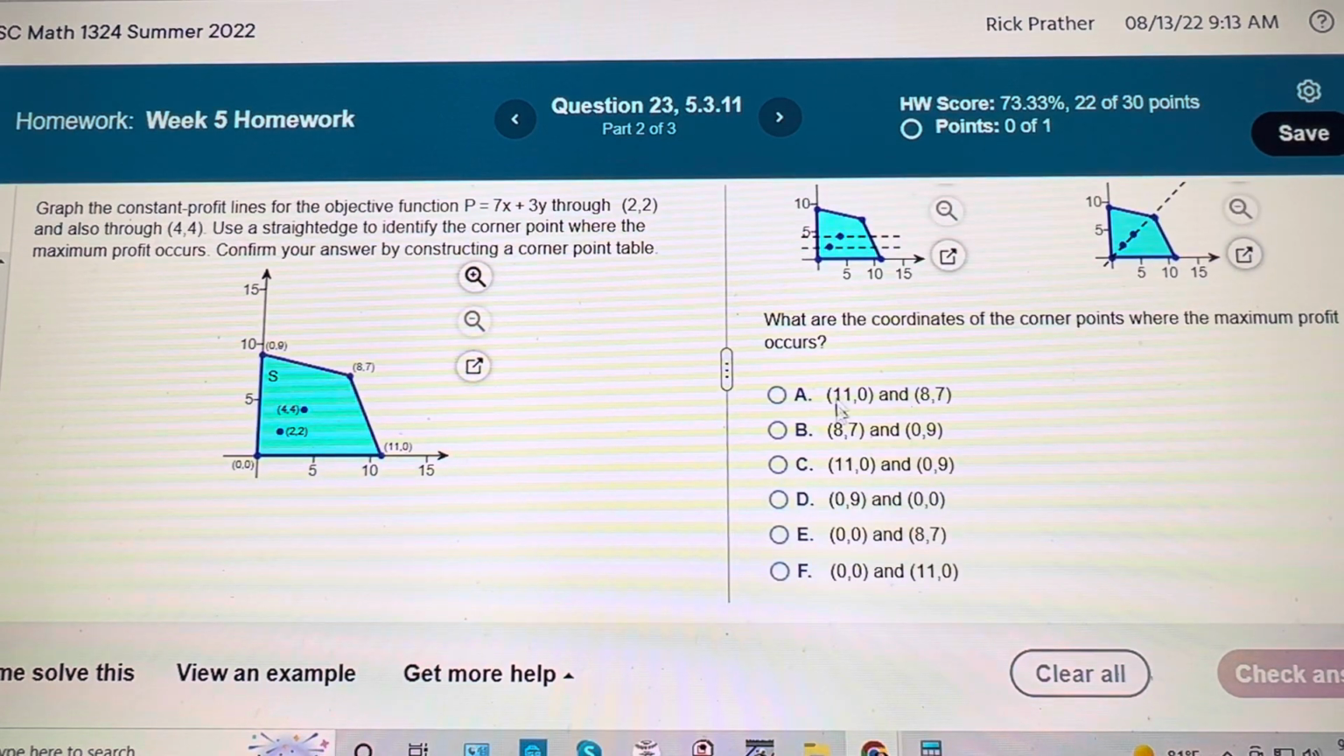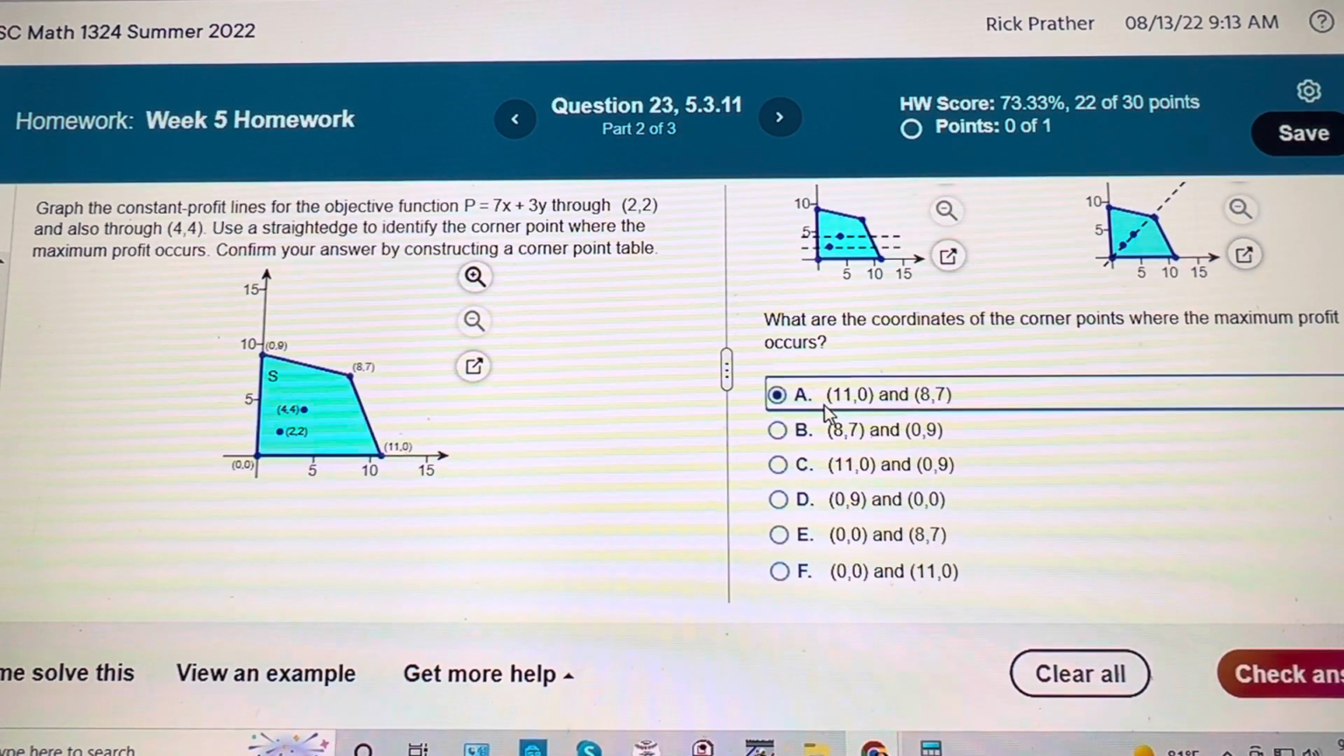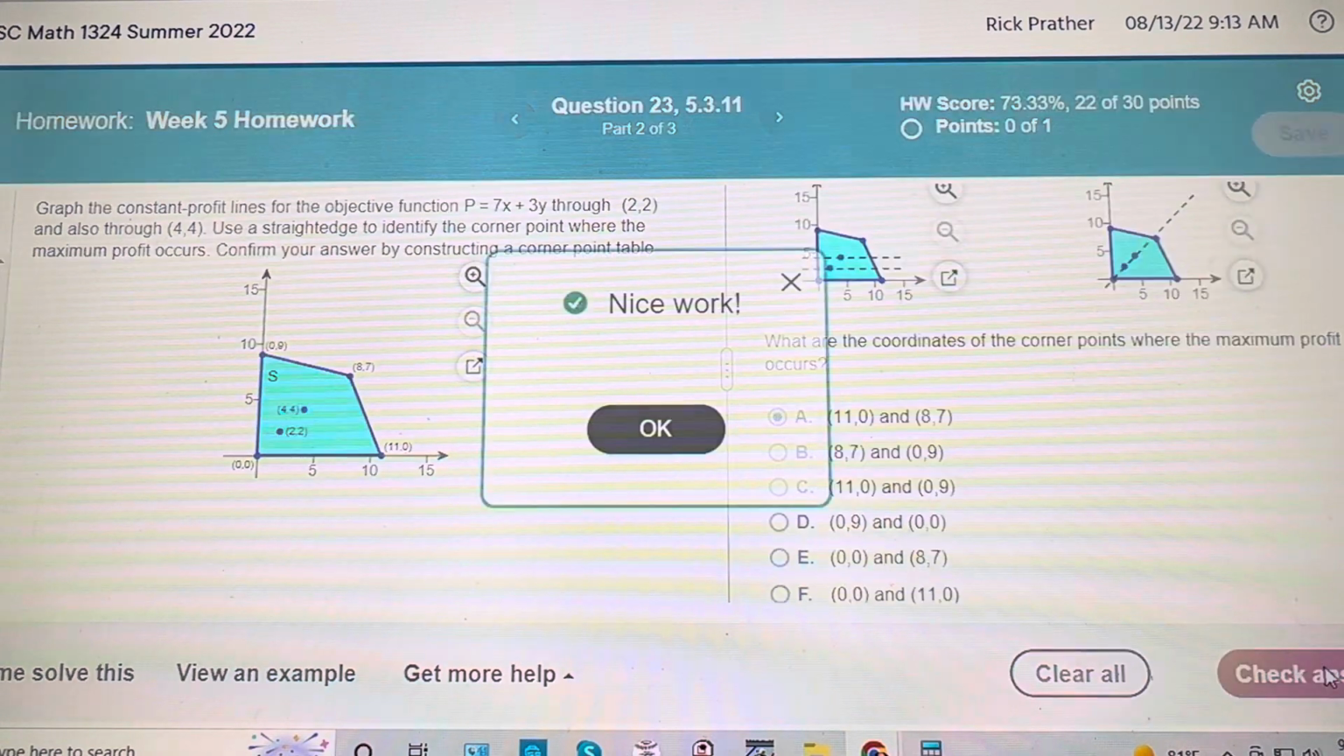So apparently that's 11, 0. And it's not 0, 0, that's the minimum, so that's out. It's not 0, 9 because both the x and the y are between 5 and 10. So the only way you can do this one is just estimating, and then that one must be A. So this is where there's a tie for the maximum. Both 11, 0 and 8, 7 give me a tie for the maximum value.